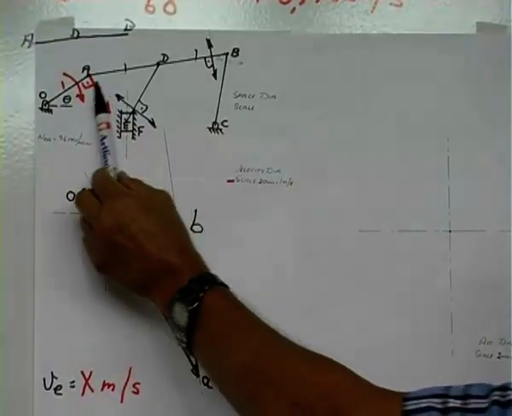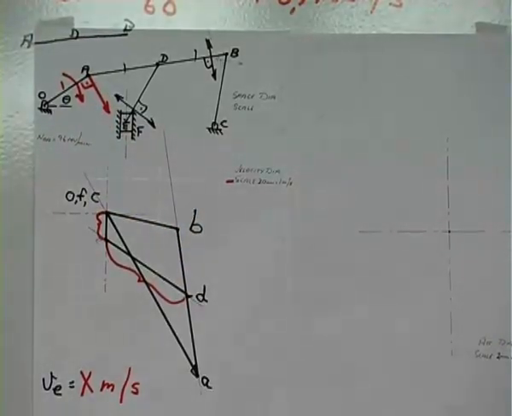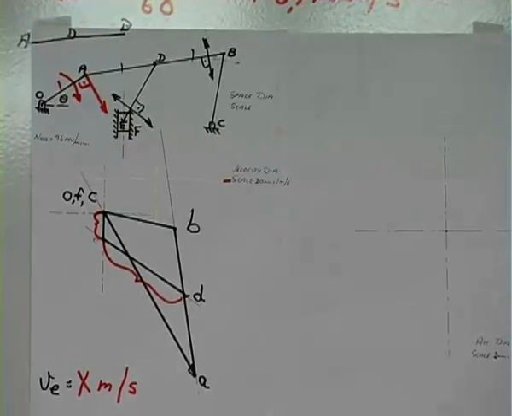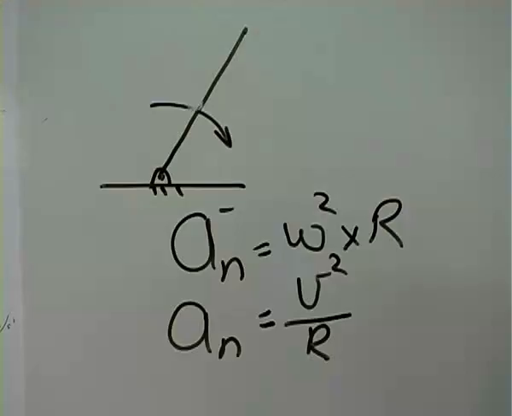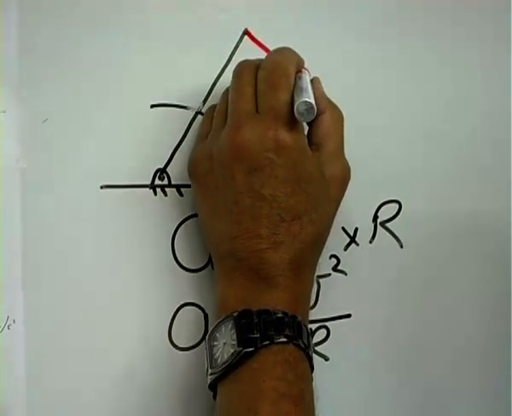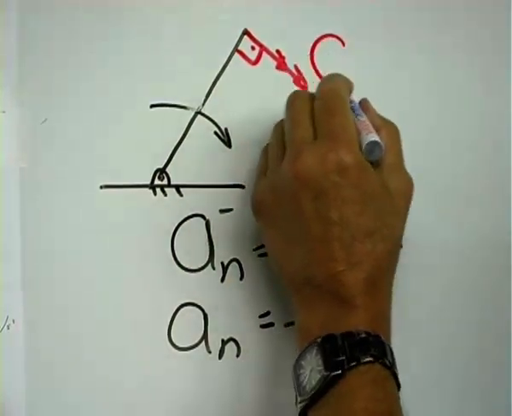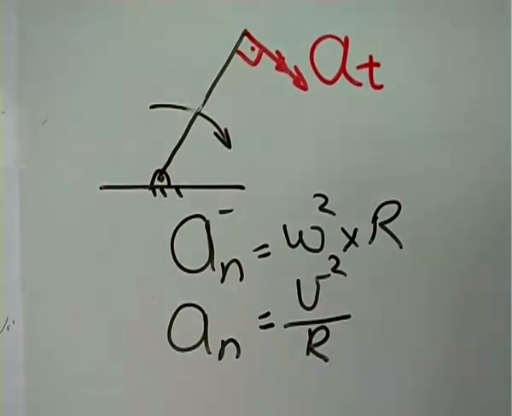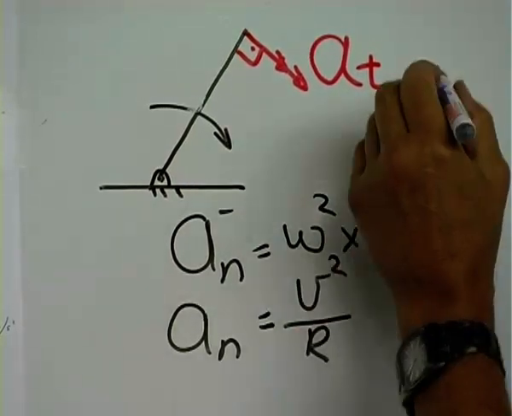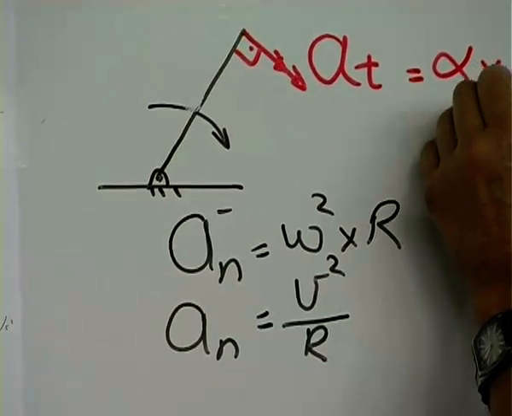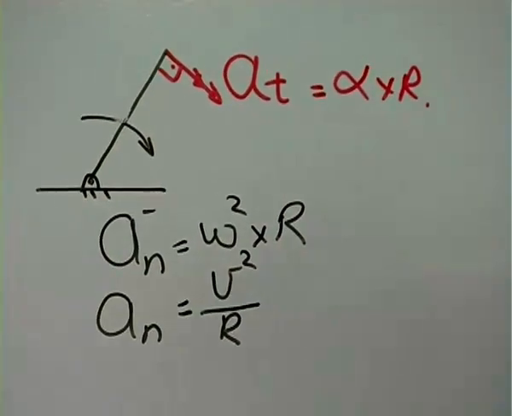OA is rotating at a constant angular velocity, so there will be a normal acceleration. No tangential acceleration. Remember, tangential acceleration is this one, perpendicular to the link. And for this you need to have your angular acceleration times a radius, for example.